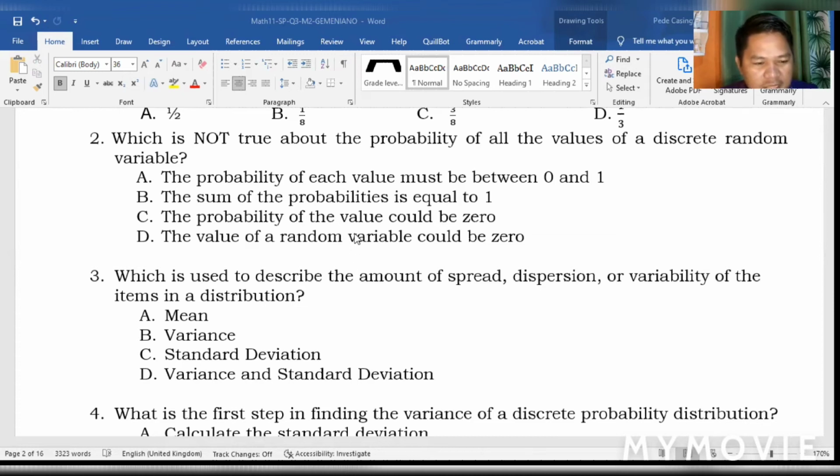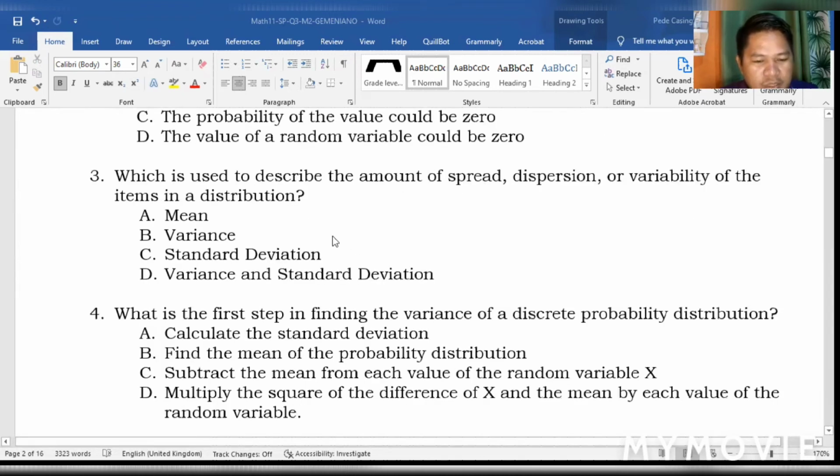Okay. Number three, which is used to describe the amount of spread, dispersion, or variability of the items in a distribution? A, mean, B, variance, C, standard deviation, or D, variance and standard deviation.